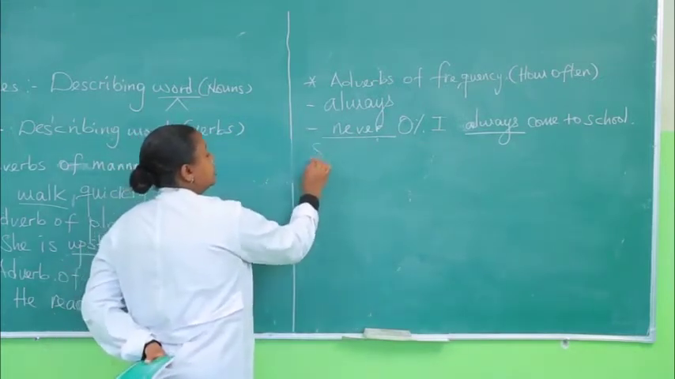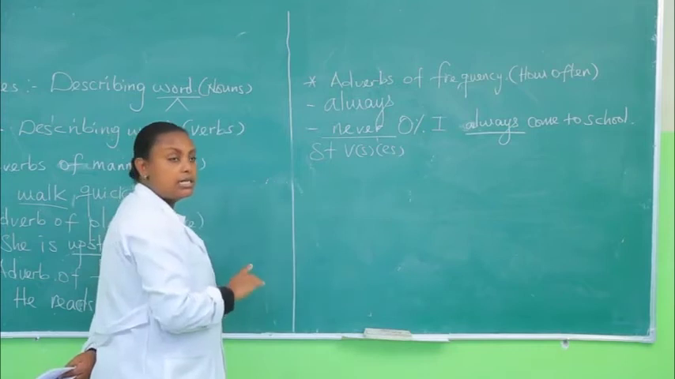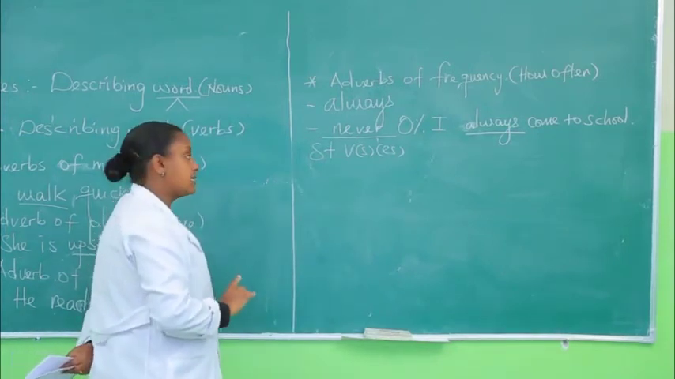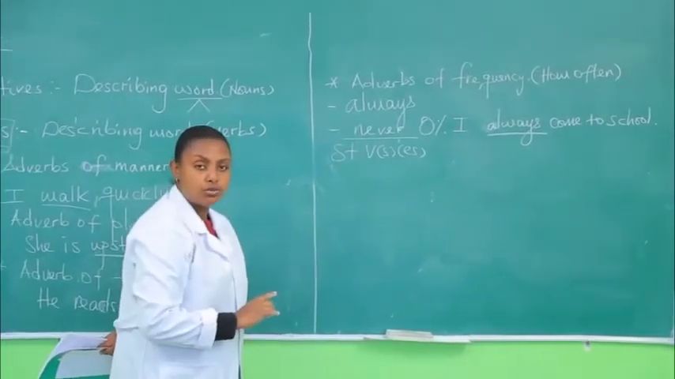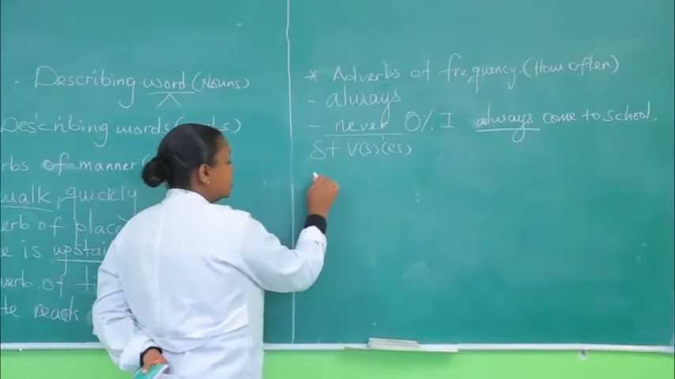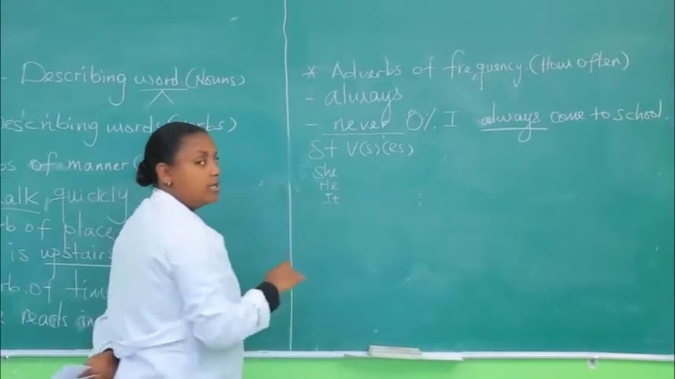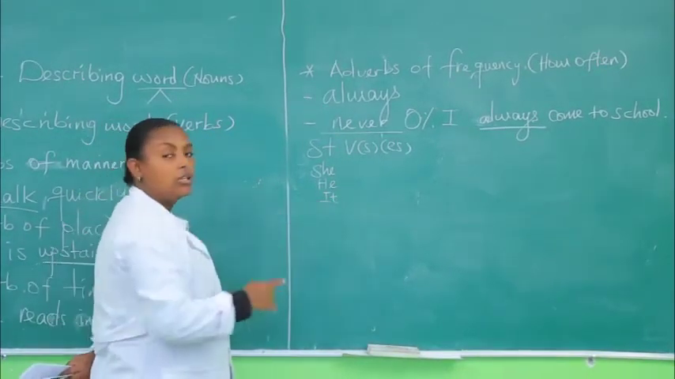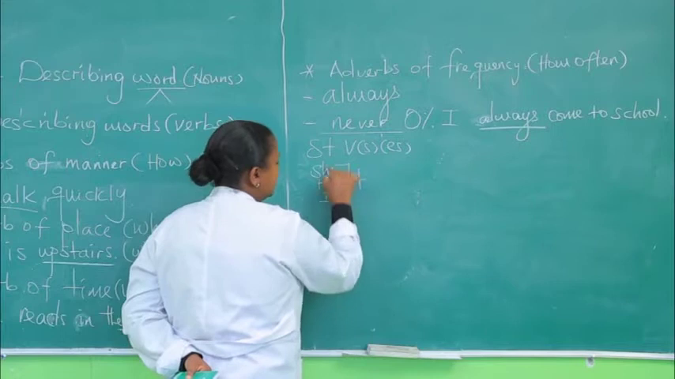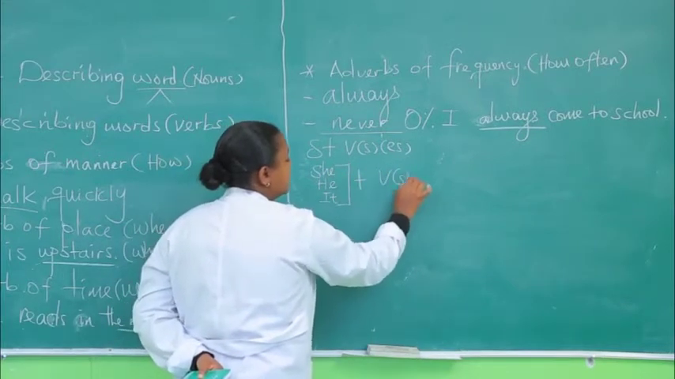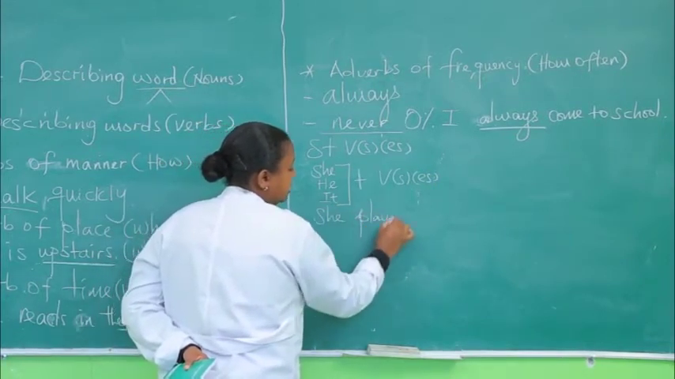We said subject plus V with S or ES. Remember this. This is the form of simple present tense. So this simple present tense with adverbs of frequency, it is always used. So subject, singular subjects we have like she, he, it. This can be, I wrote it in pronouns, but you can use it with names or nouns. This is always taking this plus verb with s or es. Example, she plays ball.